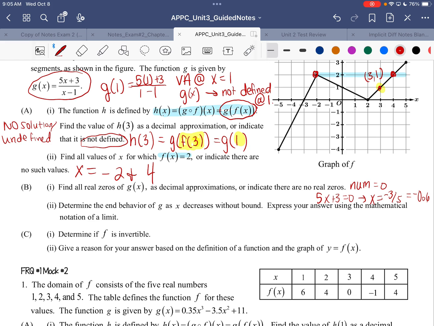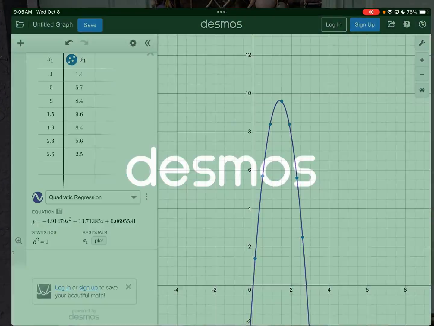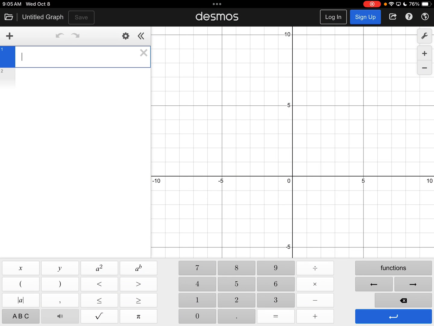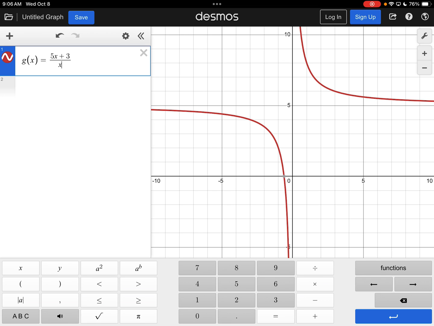But FRQ 1 and 2 are calculator allowed. So that's why maybe you get your calculators or computers out. In Desmos, this would be very easy to find as well. The thing about this question is you can't graph f really, so you do have to understand how functions work. But what's nice about Desmos is you can even call it g of x. You can set up a fraction: numerator 5x plus 3, denominator x minus 1.